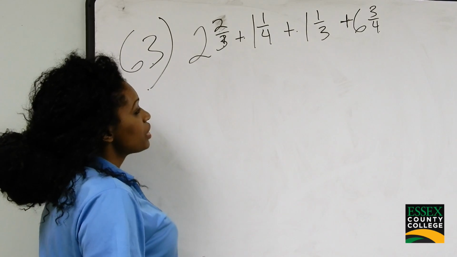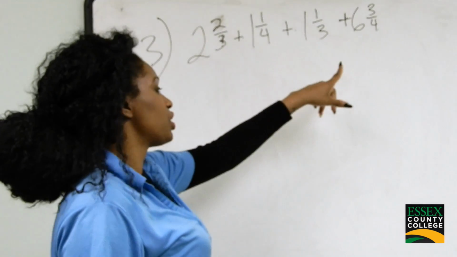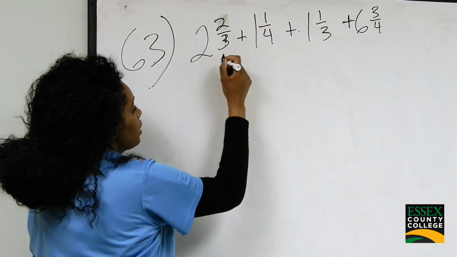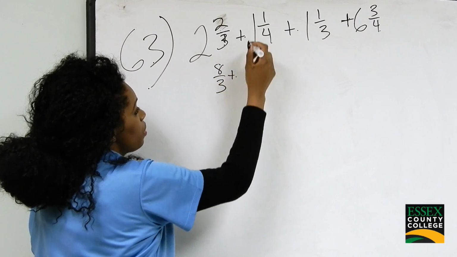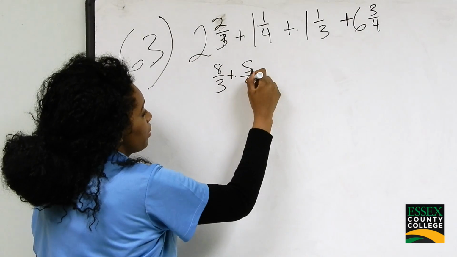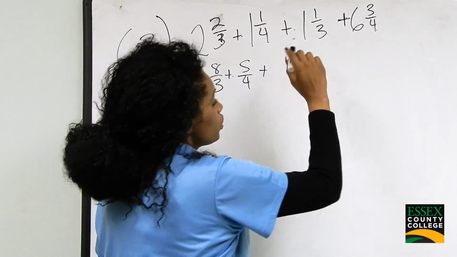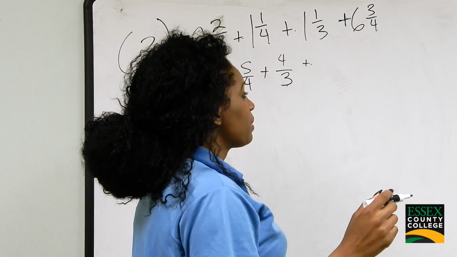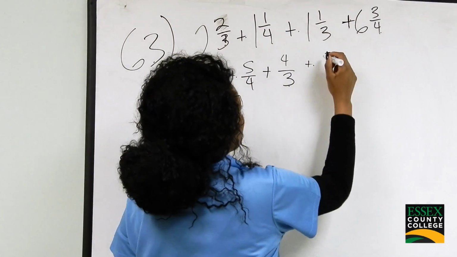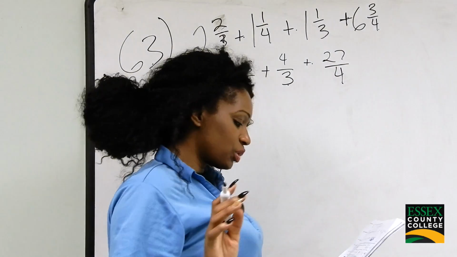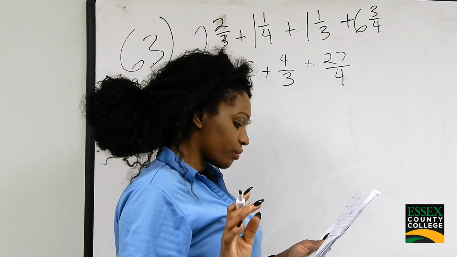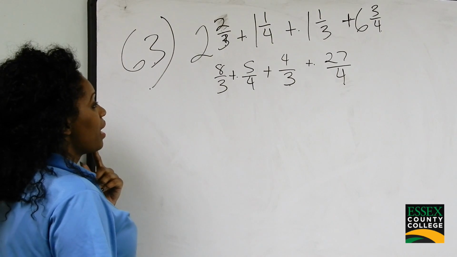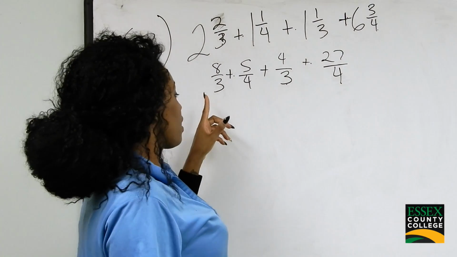What I'm first going to do is change my mixed fractions to improper fractions. 2 2/3 will become 8/3, plus 1 1/4 will now become 5/4, plus 1 1/3, which will now become 4/3, plus 6 3/4, which will now become 27/4. Let me just check that. Okay.